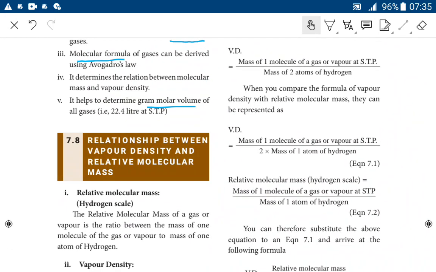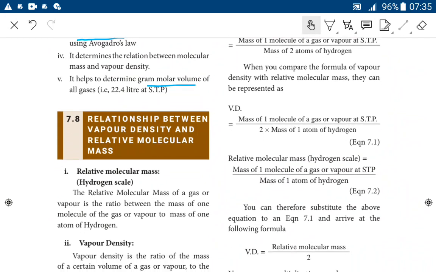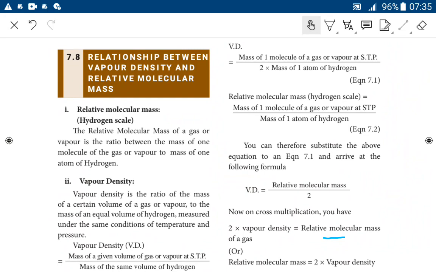Then relative molecular mass based on the hydrogen scale is the mass of one molecule of gas to the mass of one atom. And therefore we can substitute the equation in the vapor density. We can bring out vapor density is equal to the mass of one molecule of gas to the mass of one atom of hydrogen, which is nothing but the relative molecular mass divided by 2.